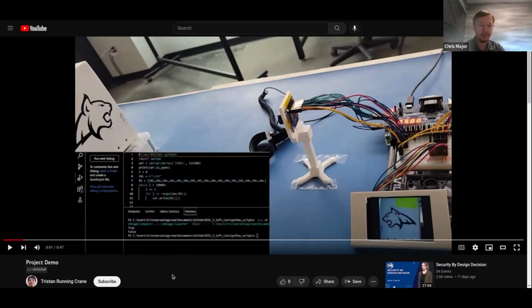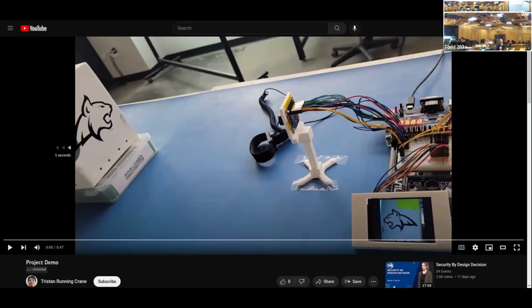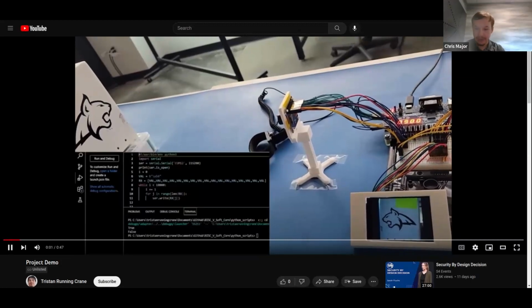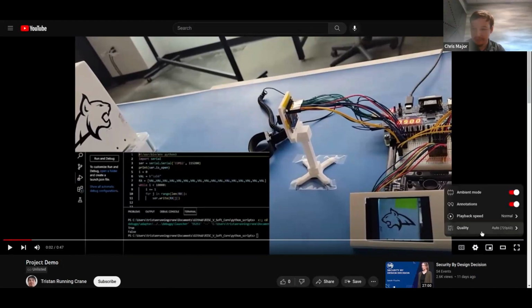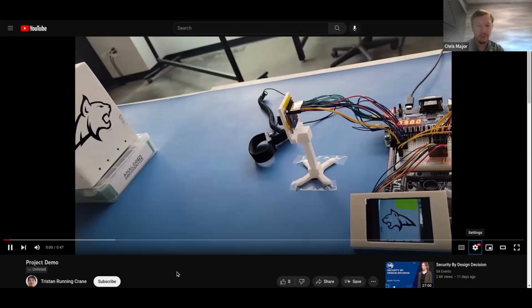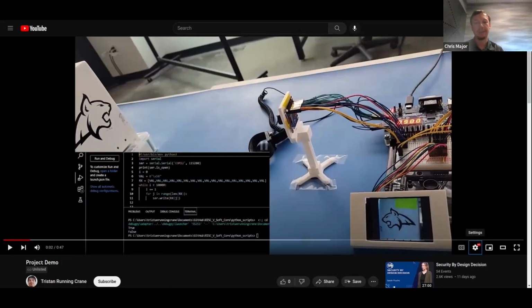So here we go. Let me restart this. There we are. Okay, so you can see in this little window down here, let me see if I can get this to be a little bit more quality. We don't exactly need 4K, but it'd be nice to be able to read it. There we go. So we have a basic Python program just using the Python serial library.